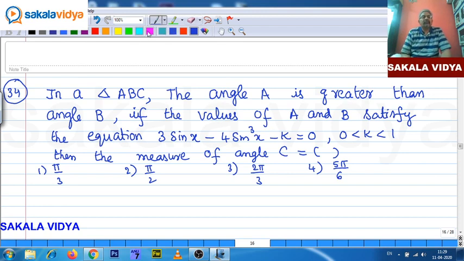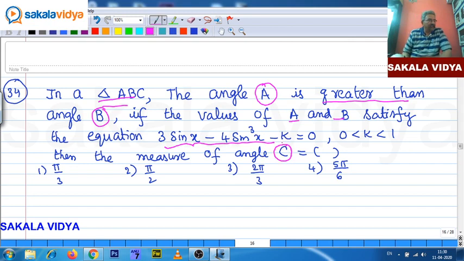So let us go for the problem. This is related to the triangle ABC. Angle A is greater than angle B. A greater than B is given. Both A and B satisfy this equation. Then in the triangle we need to find out angle C. So that is the question.